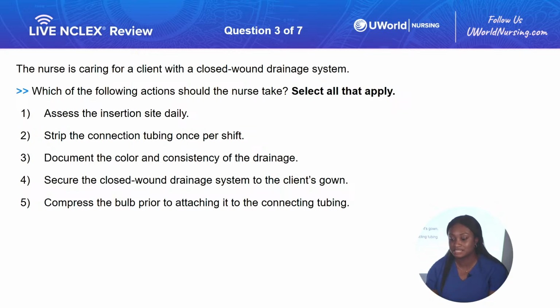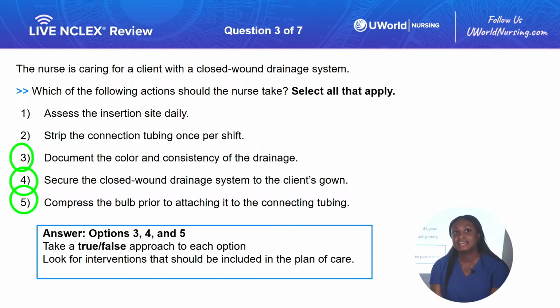Good answer choices. This is a select all that apply, so more than one right answer, and pretty much everyone got it. It is options 3, 4, and 5. So a closed wound drainage system in this case, we're thinking of like a bulb or a JP drain that is placed usually after a procedure to help pull all that excess fluid out from a certain cavity or certain space that they did the incision or did the procedure on.